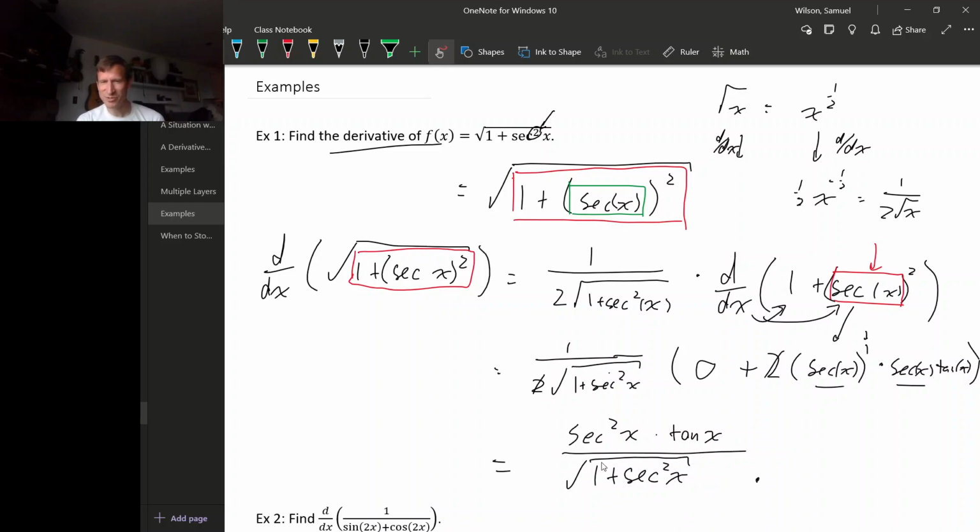It's tempting to try to break up this square root over the sum, but remember, square roots don't behave that way. Square roots just don't do that. So we're kind of stuck with this the way it is.